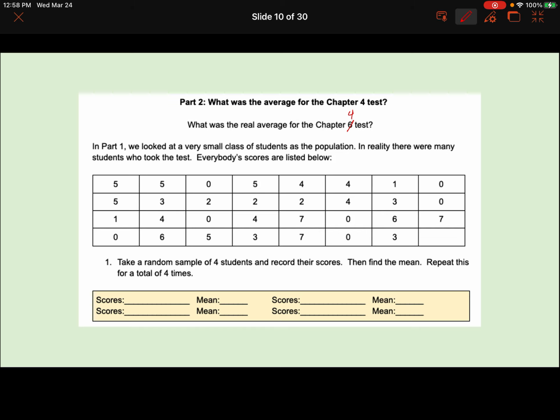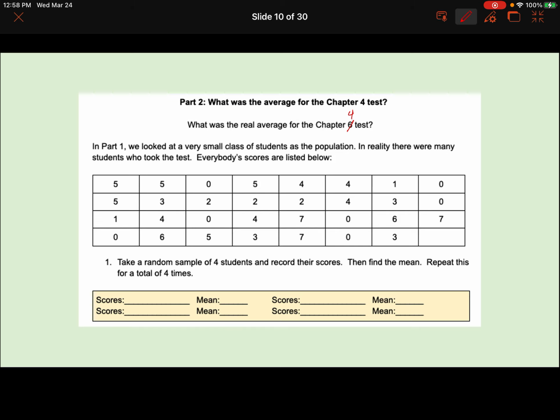I want you to take a random sample of 4 students. So how you do this is up to you. You can close your eyes and point. You can do like an interval, I forget what that's called because that was units ago, where you count off by 6s or whatever to get your sample of 4. However you want to do a random sample of 4 students, I want you to do that. You're going to record their scores.